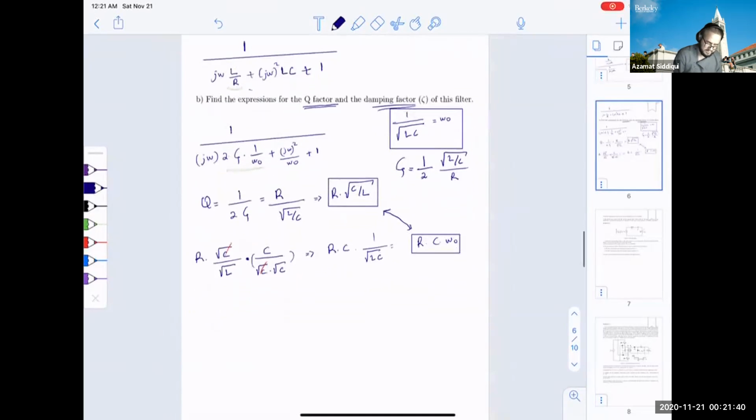Another way to do this is, let's see if I can figure out another way. Another way is to write this down as square root of R times square root of C over square root of L. How do I go over that?